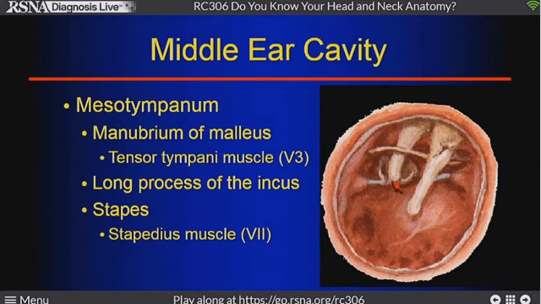So we have 3 ossicles. We have 4 suspensory ligaments. And we have 2 muscles that are holding these ossicles in suspension, like an art installation, in the middle ear cavity itself.